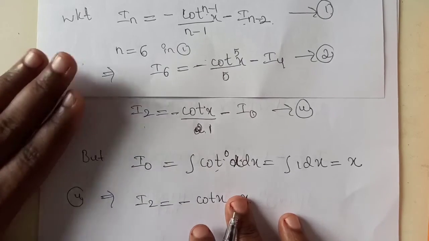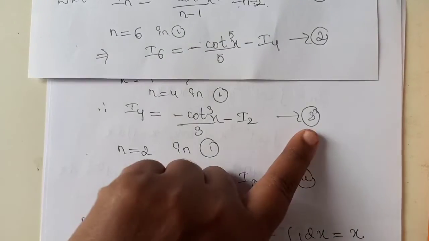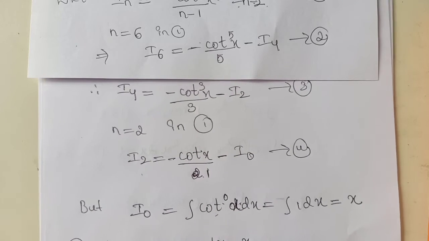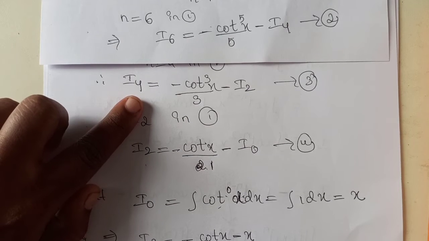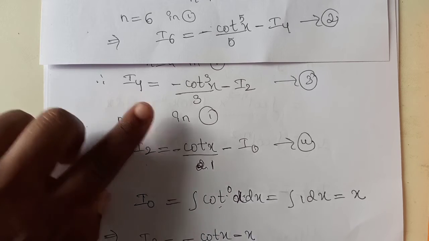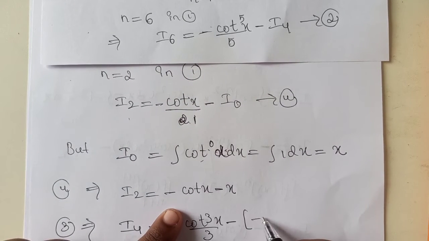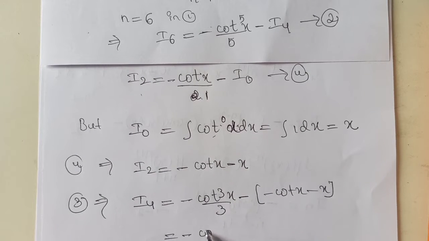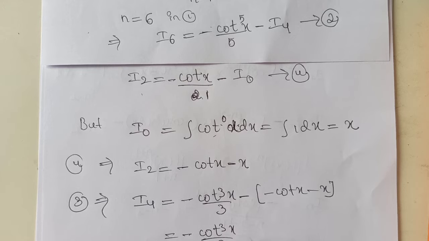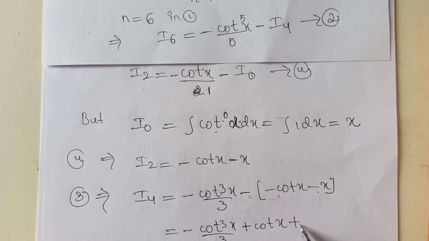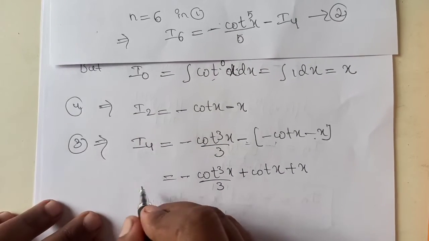Substituting this I_2 value into equation 3, that is the I_4 value. Equation 3 implies I_4 equals minus cot cube x divided by 3, minus the I_2 value. Minus I_2 is plus cot x plus x. Further simplifying, we get minus cot cube x divided by 3 plus cot x plus x. Okay, this is the I_4 value.